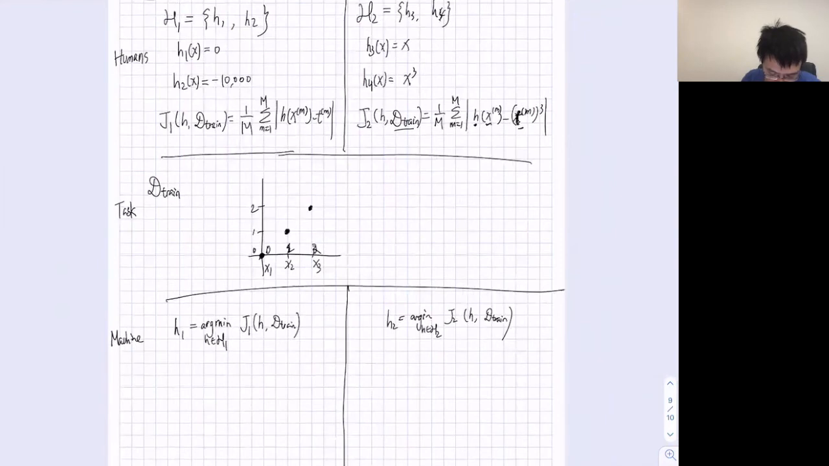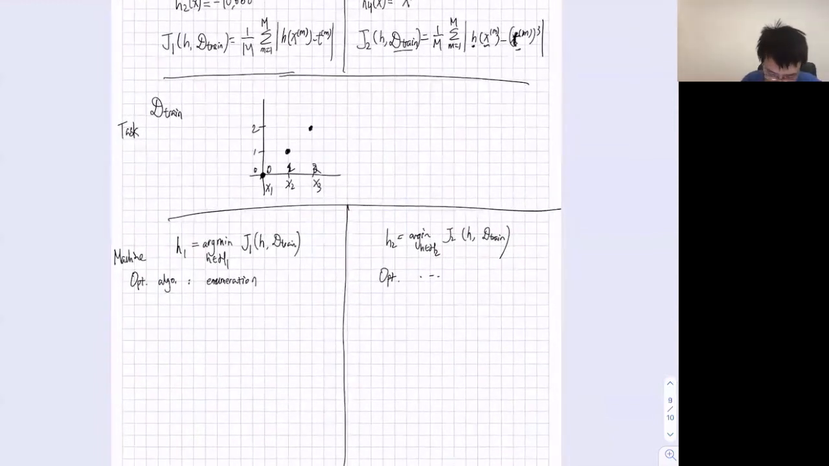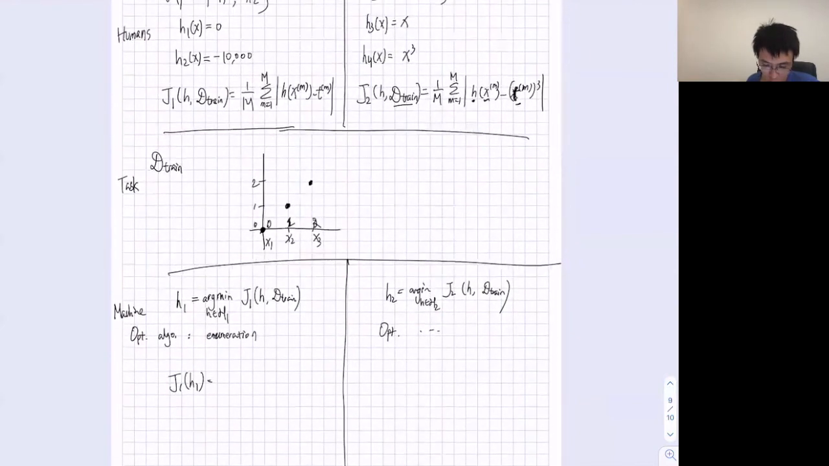Okay, the optimization algorithm is by enumeration because we only have a finite hypothesis class. So we can just enumerate them. It's the same for the second, so it's also enumeration. So I can try both things. So how about J1 of H1? I omit the train. So what is that? It's the absolute value. So now it's 0. You don't have anything for the first sample. And now it's 1 and it's 2. So it should be 3. And then average by 3.